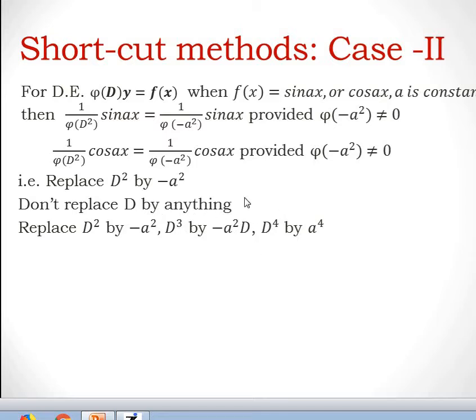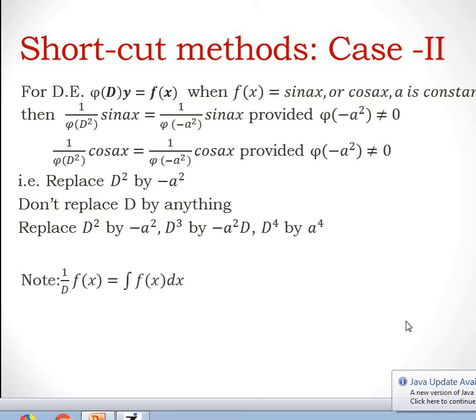If the term is D raised to 4, then we have to convert this term as a raised to 4. So D raised to 4 we can write as D square of square. So D square is minus a square. So minus a bracket square is a raised to 4, because minus square is plus, so that is a raised to 4.